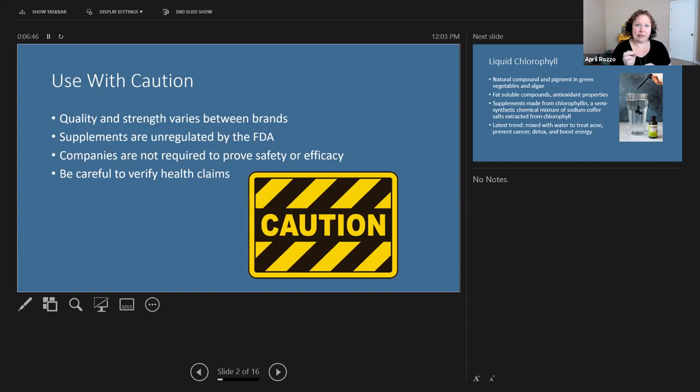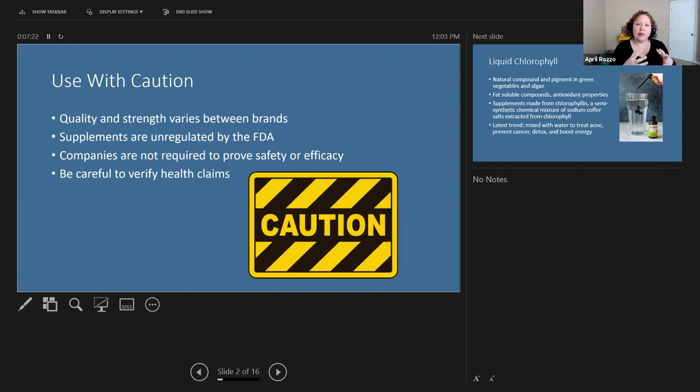But I always like to say, when you're looking at supplements, herbals, vitamins, minerals, they are unregulated by the FDA. So the quality of the supplement that you are taking, or the strength, the dosage, can vary widely between brands. Companies are not required to prove safety or efficacy. They don't have to back up their health claims.